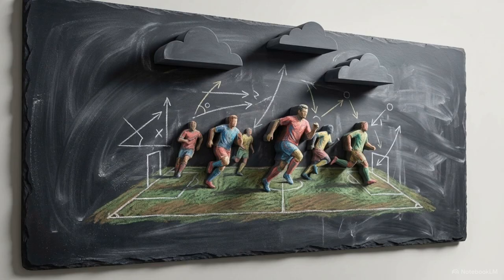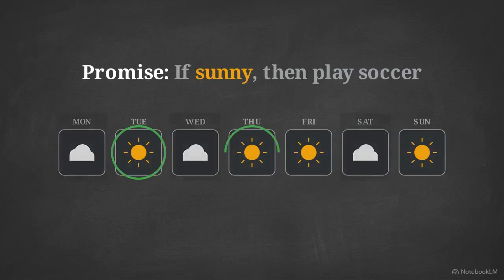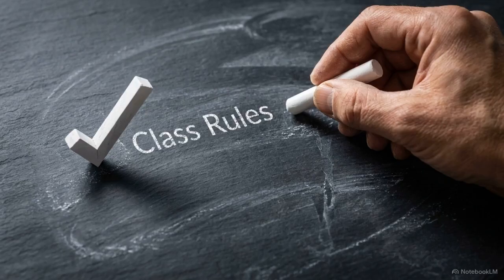What about the cloudy day edge case? If we play soccer on a cloudy day, P is false, but the rule isn't broken. Our original promise only governed what happens on sunny days. Logic defends common sense. It pinpoints exactly when a rule is violated, while ignoring scenarios where the rule was never activated in the first place.